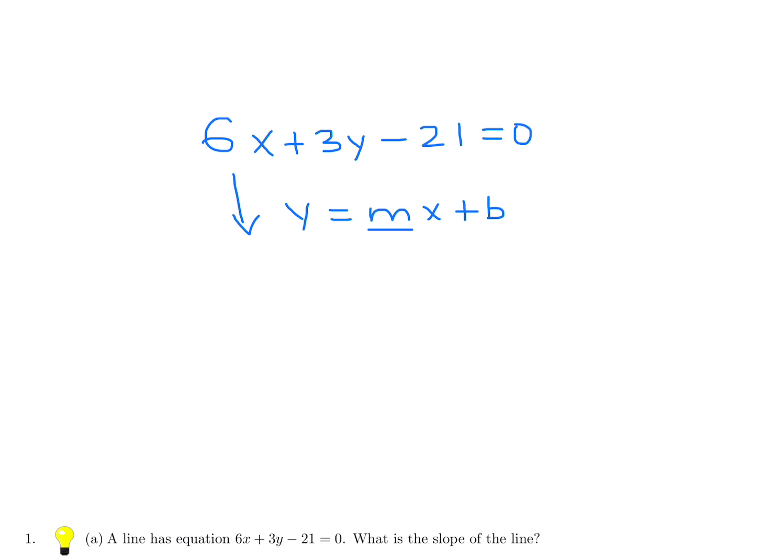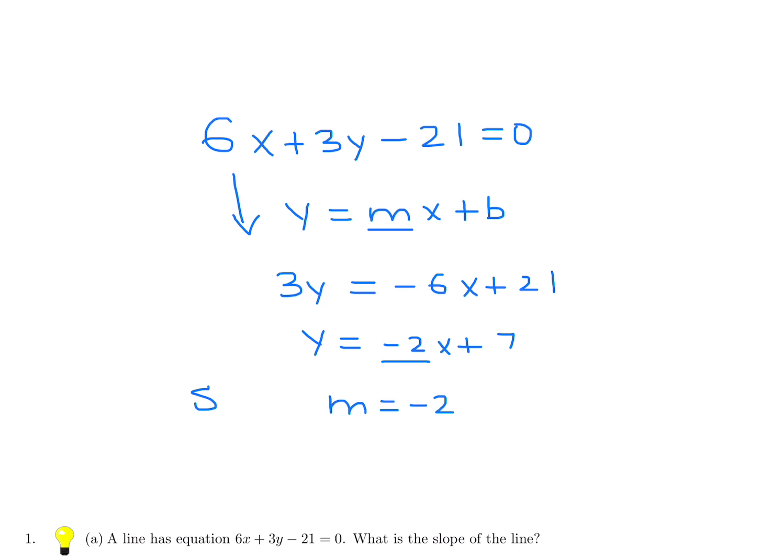So let's do that. That would be 3y is equal to minus 6x plus 21. Then you divide through by 3, and you get minus 2x plus 7. Now it's in this form, and that coefficient is negative 2. So the slope of that equation is negative 2.